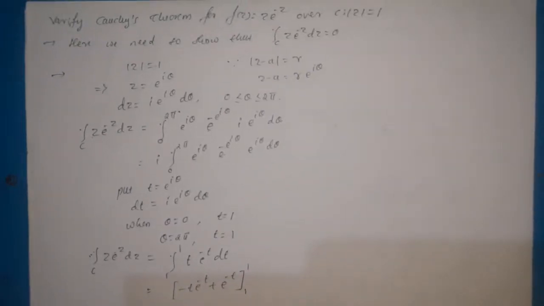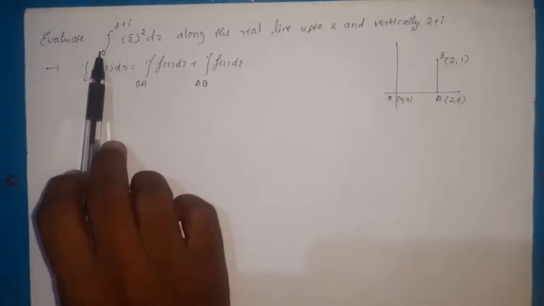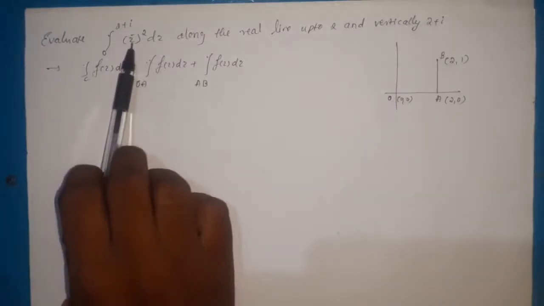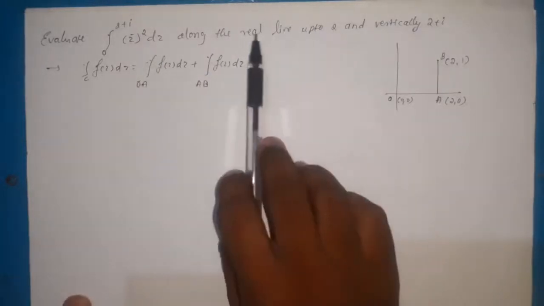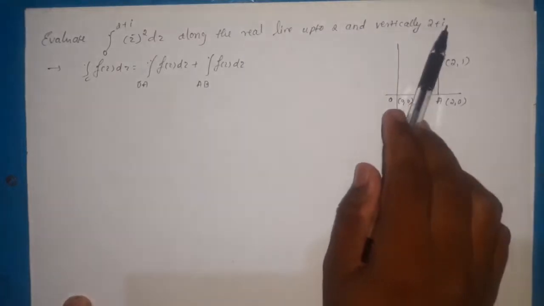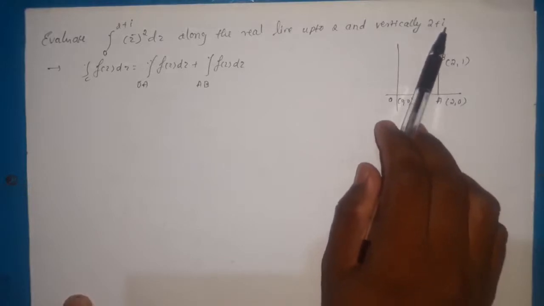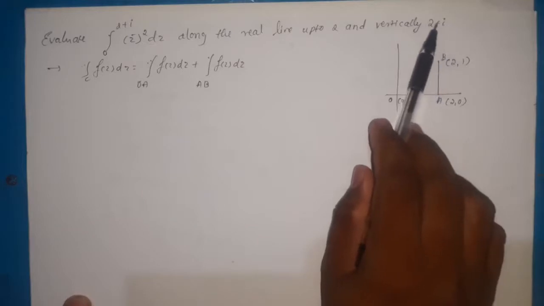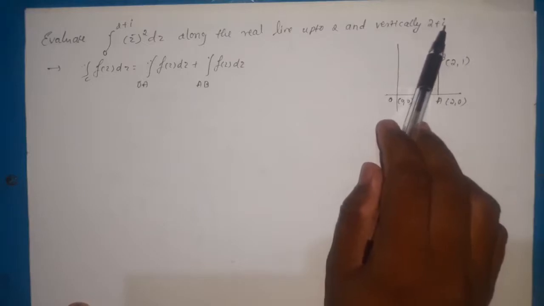So it is the way to verify Cauchy's theorem for any given function. Next example, evaluate the integration over 0 to 2 plus i of (z bar) whole square dz along the real line up to 2. Real line means it is the x-axis, and vertically 2 plus i. So 2 plus i means the coordinates of this point are 2 comma 1, because it is a complex variable of the form x plus iy, that is x comma y. So therefore it is 2 comma 1.